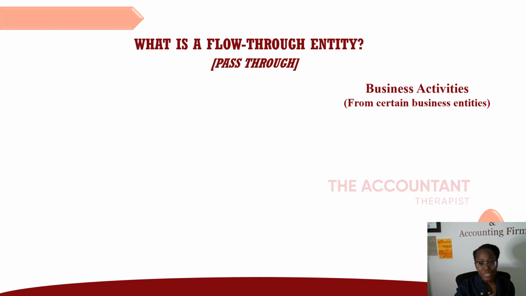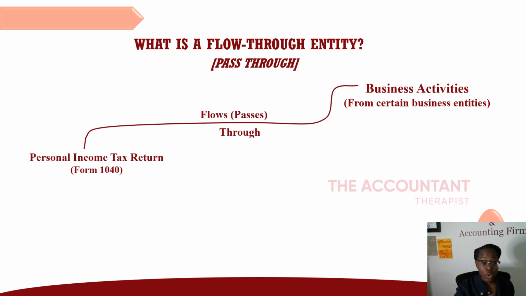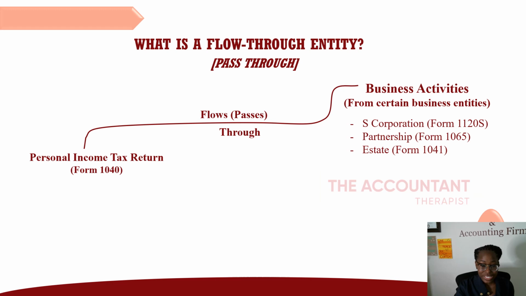A flow-through entity is when the net business activities from certain business entities flow through to your personal income tax return. So it ultimately ends up on your Form 1040. When I say certain business entities, I'm referring to S corporations, partnerships, and estates. The way the information is reflected so that it ends up on your personal income tax return is through what is referred to as a Schedule K-1. The Schedule K-1 reflects your ownership interest or share within that company, so the net activity of your ownership interest or share shows up on the Schedule K-1, which then again gets reflected on your Form 1040.